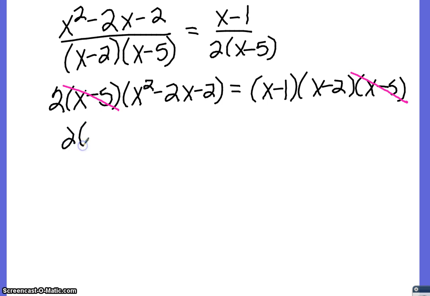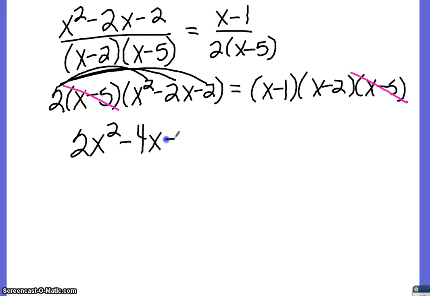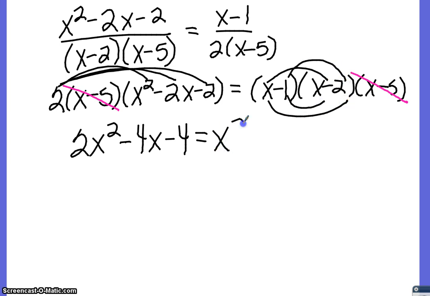So what I have left is 2, and I'm just going to distribute the 2 to all 3 terms of my quadratic. So I'm going to end up with 2x squared minus 4x minus 4 is all equal to, and here I'm going to FOIL, first, outer, inner, last. So I'm going to end up with x squared minus 2x and a minus 1x will give me negative 3x plus 2. So now I'm just going to solve.